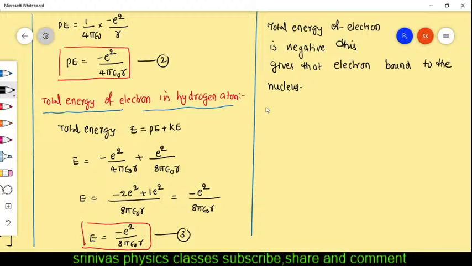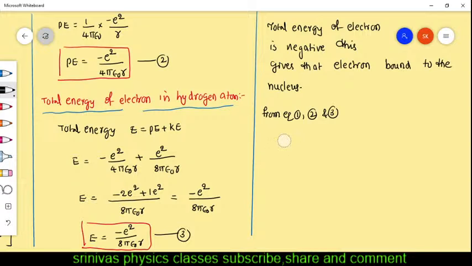I want the relation between the potential energy, kinetic energy, and total energy. For that, I can write like this from equations 1, 2, and 3. What can we write? The potential energy, as we firstly derived the kinetic energy formula.